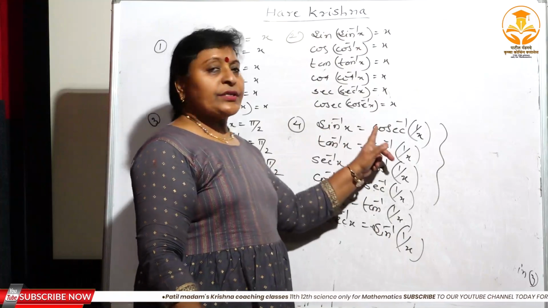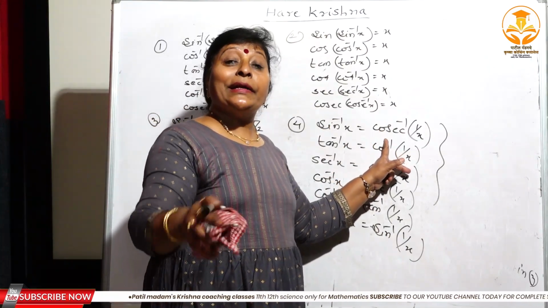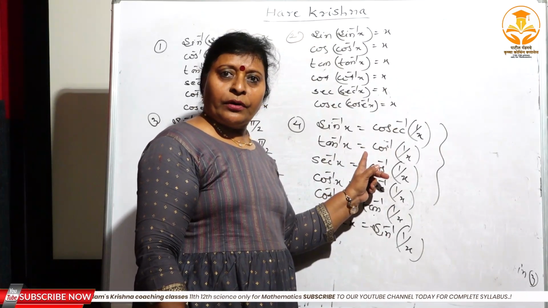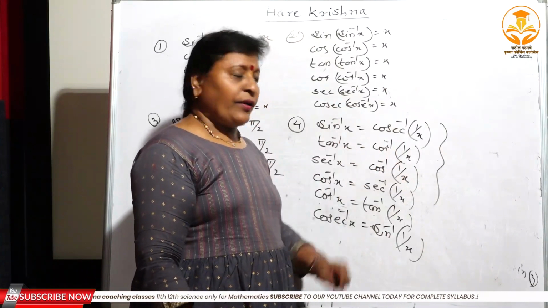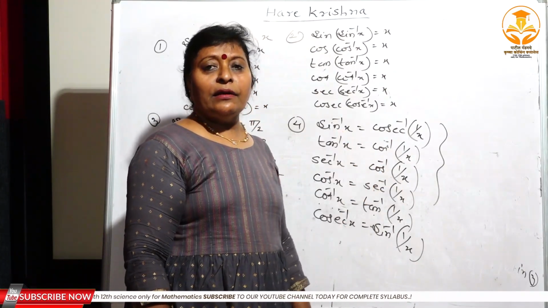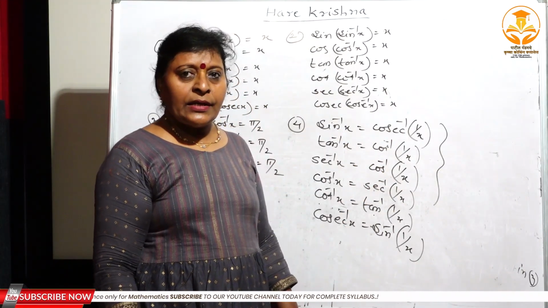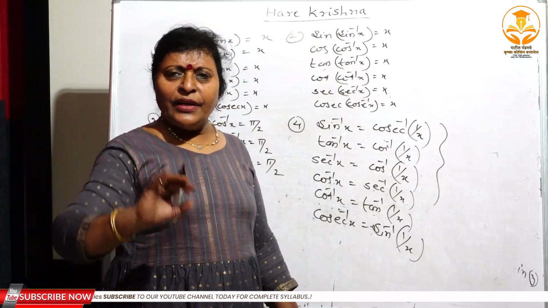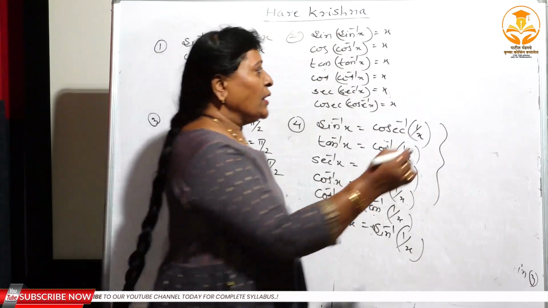The sin inverse is converted into cosec inverse by taking the reciprocal of angle. Tan inverse is converted into cot inverse by taking the reciprocal of angle. Sec inverse is converted into cos inverse by taking the reciprocal of angle. Isn't it? And whenever you consider the pi by 2, sin is converted into cos. Cos is converted into sin.